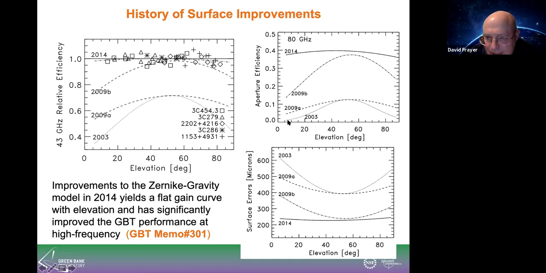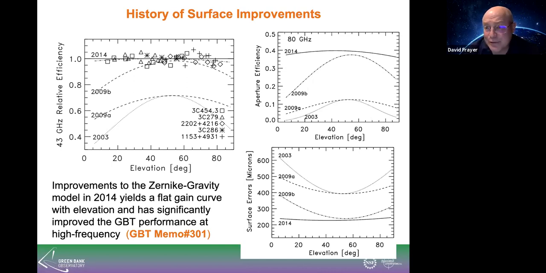But anyway, the telescope was built in 2000. This curve here shows the effective aperture efficiency at 80 gigahertz, and over time, we've improved that. So in 2009A, I'm not going to go into all the details here. This is documented. There's a memo. Here's the work on the actuator from A to B. You see, there's vast improvement. That's when we made the telescope.